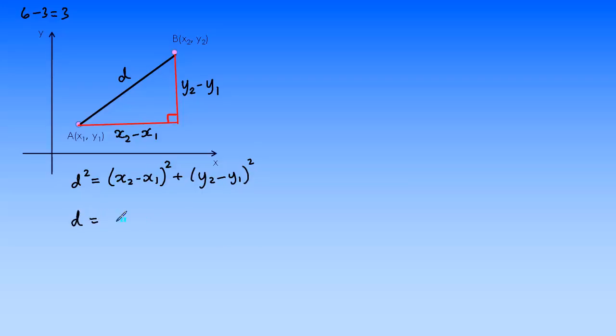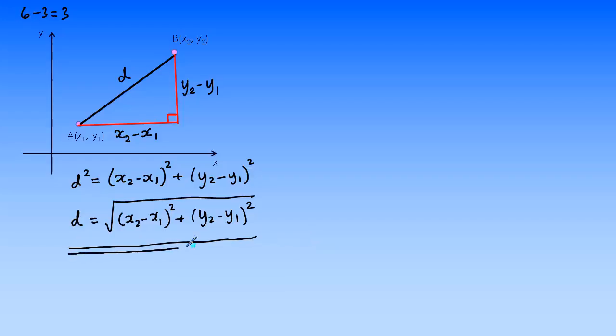Therefore the distance between the points will be the square root of x2 minus x1 squared plus y2 minus y1 squared. Now, this formula can always be used for finding the distance between 2 points given, but very often I don't use it. I tend to just use Pythagoras' theorem and draw a diagram. But we'll see both of those approaches in the examples to follow.